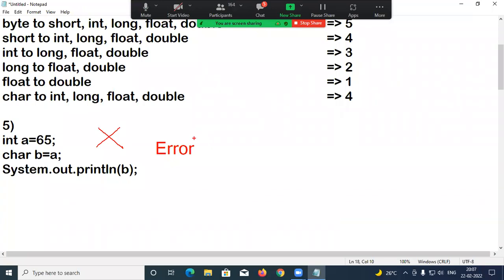So A is an int type. B is a character type. Int to character comes under 2-3 conversions. So it's an error. Okay, just note down this one.